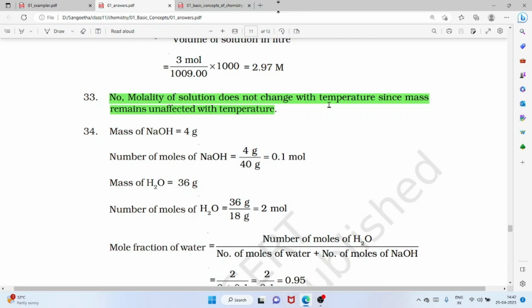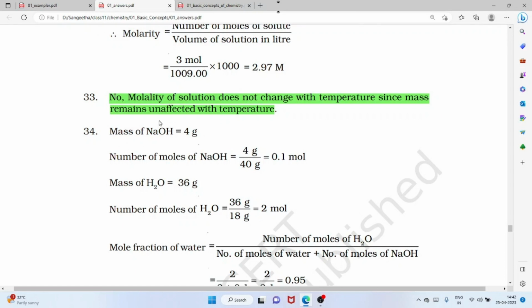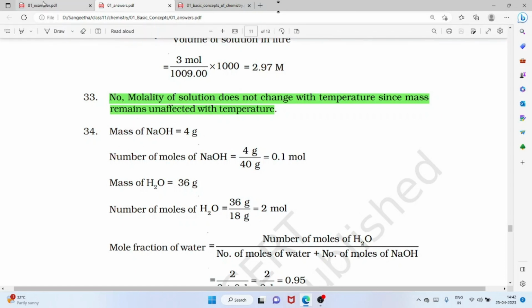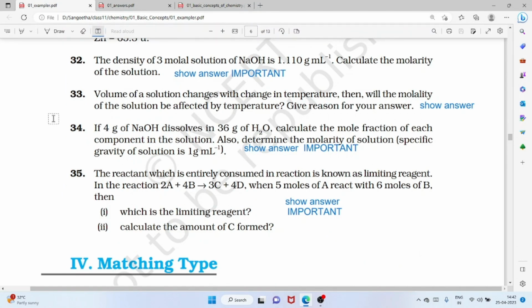Molality of the solution does not change with the temperature since mass remains unaffected with the temperature. Because molality is moles of the solute divided by the mass of the solvent in kg. So mass is unaffected with the temperature.